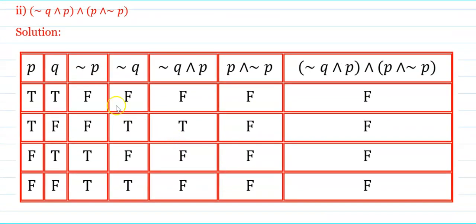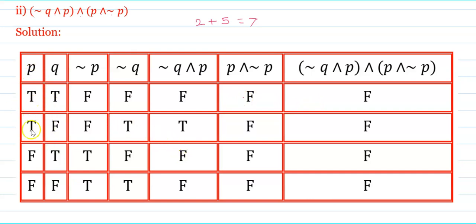The next one: in bracket negation of Q and P and in bracket P and negation of P. Again, how many statements are there? 2. And how many connectives are there? 1, 2, 3, 4, 5. And the total is 7. Let's see: 1, 2, 3, 4, 5, 6, 7 columns. And the rows are 4.